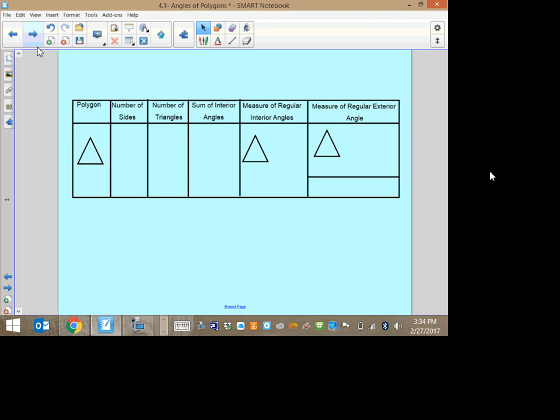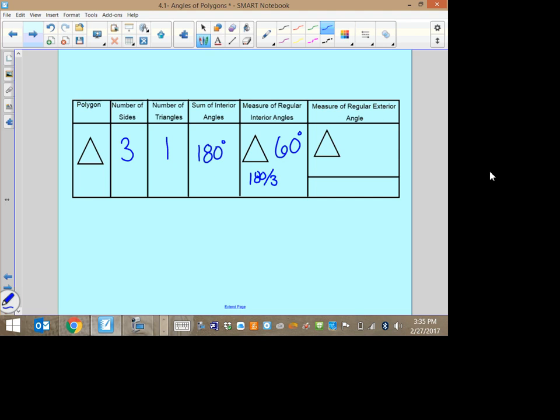First polygon that we're going to look at here has 3 sides. Most of you know it as a triangle. So the number of triangles then is 1, and the sum of the interior angles we know is 180. We know this from previous lessons. So then the measure of regular interior angles. A regular polygon has all equal angles and all equal sides, so this would be like an equilateral or an equiangular triangle. So then we know that we get 60 degrees. We can take 180 and divide that by 3, the sum divided by the number that we have, and so we get 60.